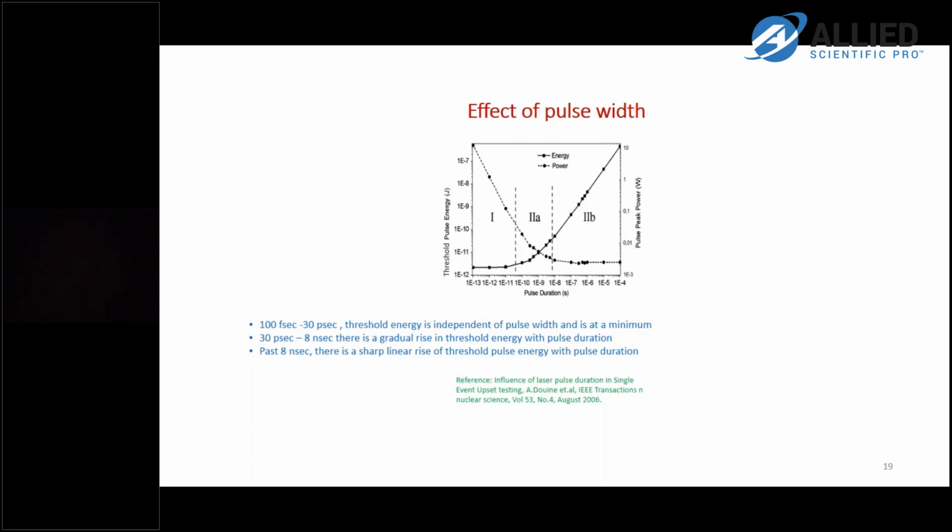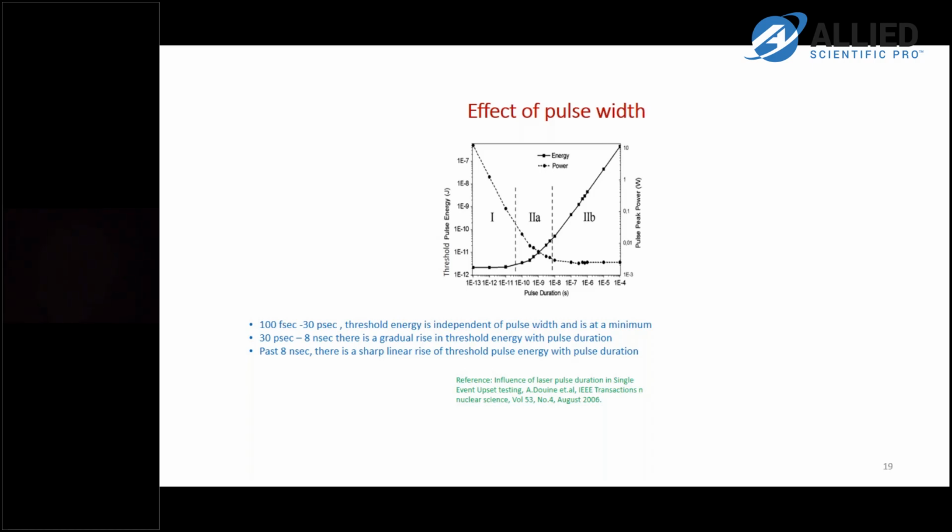So the answer is, if you have a very short pulse width, between 100 femtosecond to 30 picosecond, it doesn't matter what it is. And you can see threshold pulse energy is very low. So it doesn't change. When the pulse width increases from 30 picosecond to 8 nanosecond, there's an exponential rise. So you would need more energy as the pulse width grows. And past 8 nanosecond, there's a sharp linear rise. So you could get the single event effect at larger pulse widths, but you would need more energy to get them.